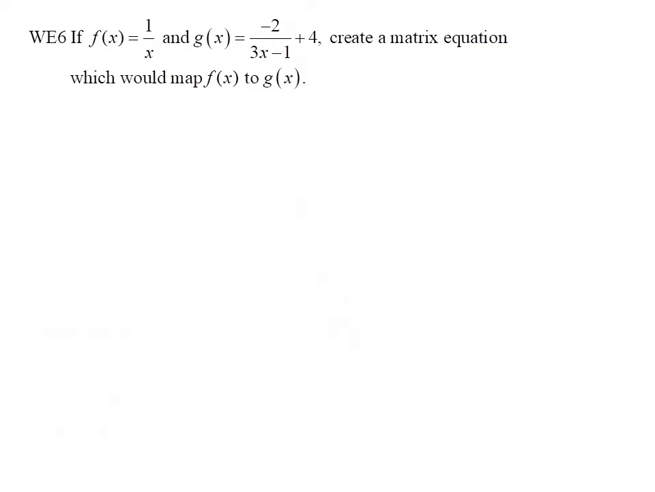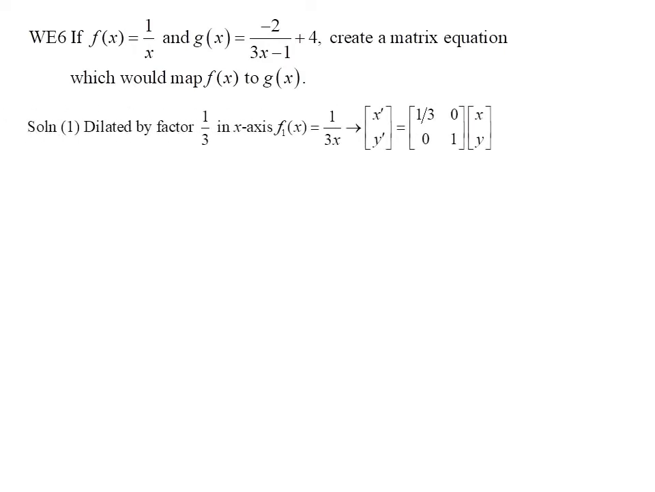Example 6 is to transform from f(x) to g(x) using matrix equation. Here f(x) equals 1 over x, while g(x) equals negative 2 over the result of 3x minus 1, then plus 4. According to the rule of f(x) and g(x), we perform the transformation in a step-by-step manner. Not only do we show the function expression in each step, but also the expression in the transformation matrix.